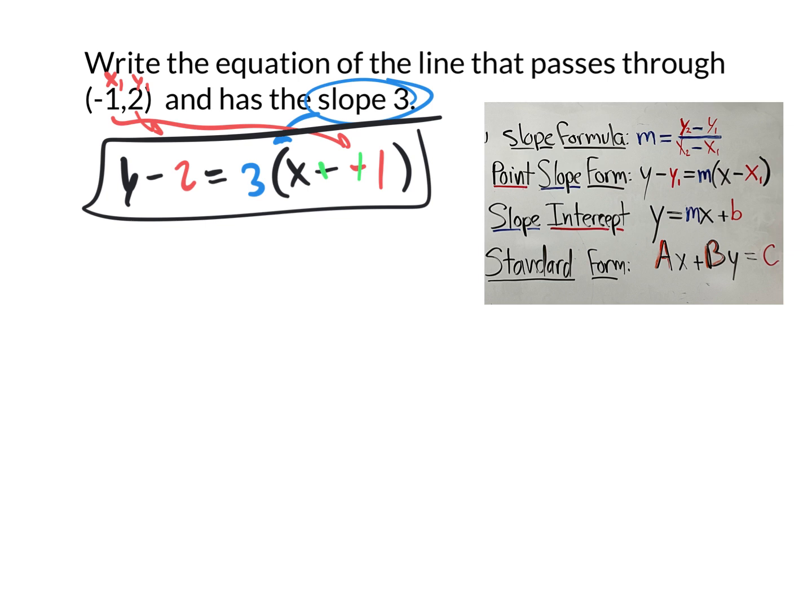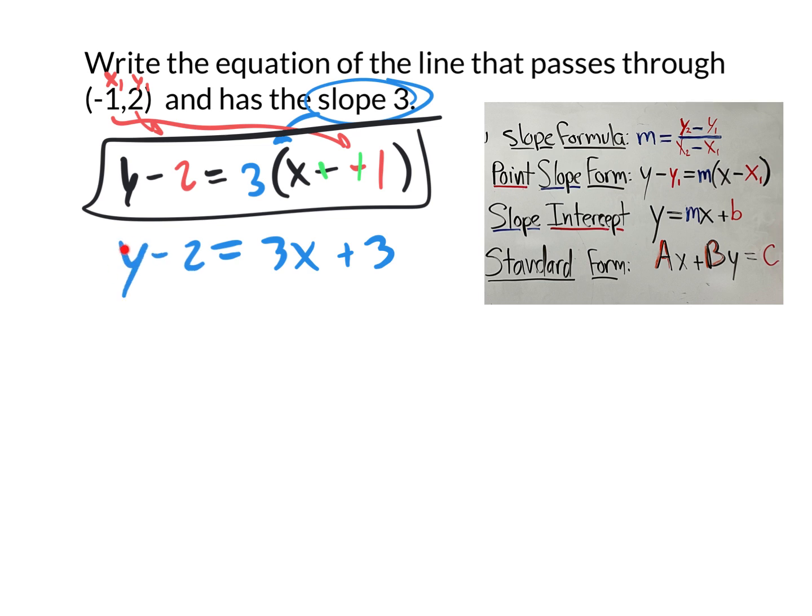So what if they asked me to write it in not point-slope, but slope-intercept? Well, then just distribute and then do the opposite to get y by itself. So let's distribute the 3. 3 times x is 3x. 3 times 1 is 3. Bring down the equal sign, bring down the 2, the minus, and the y.